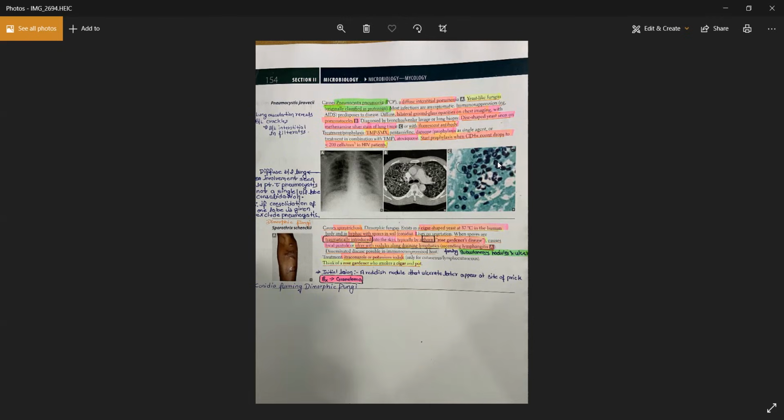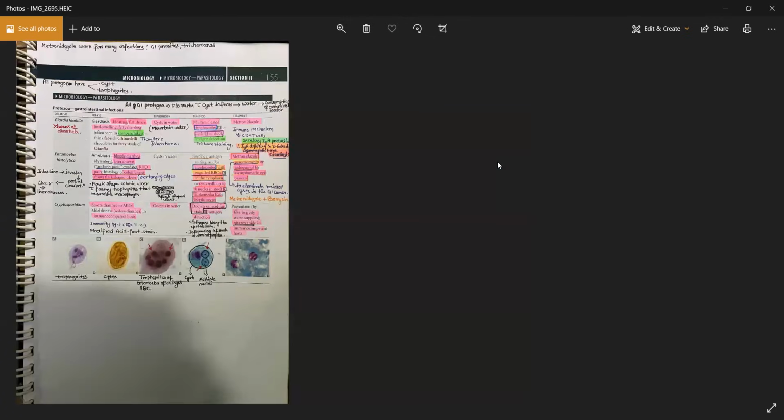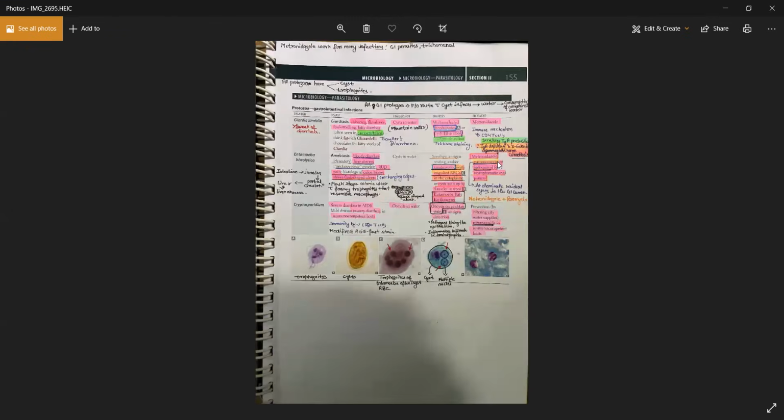We are finished with the fungus, and we will start with the protozoas now, the parasitology. I think we can take a short break of 5 minutes.